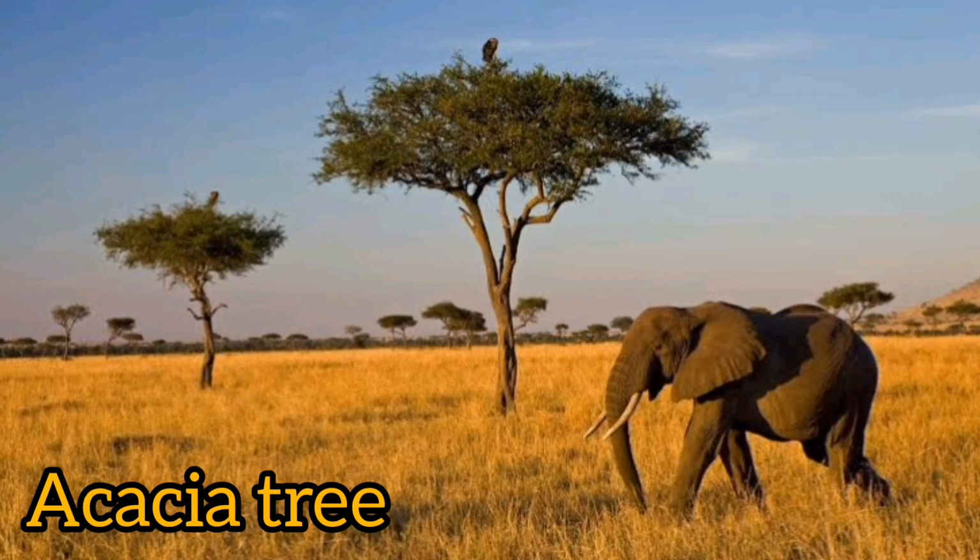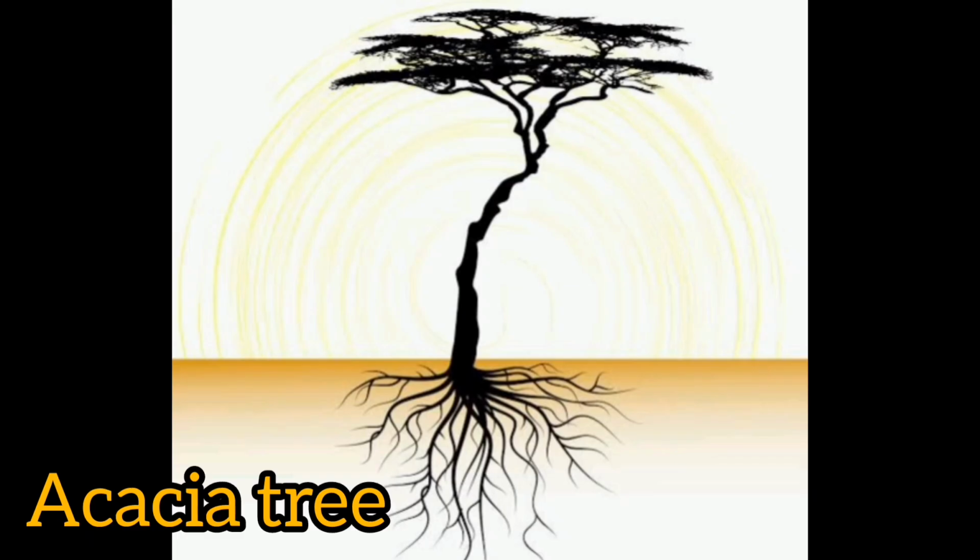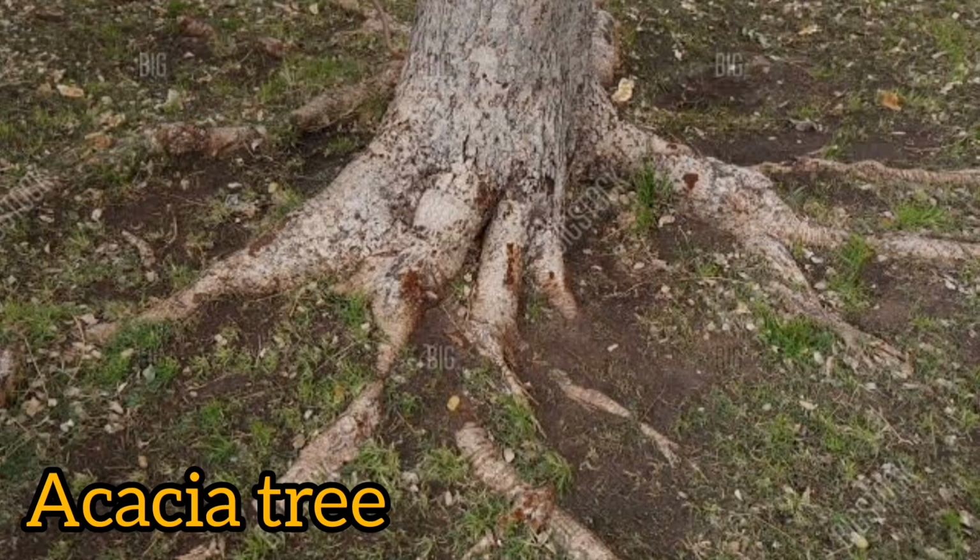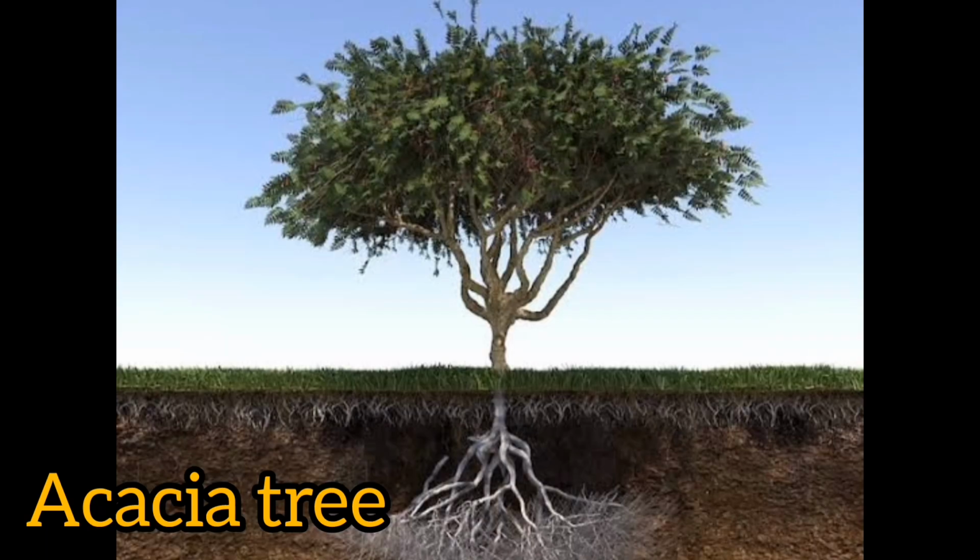First, the root. It has a very long root. It's called a taproot. So the root of the acacia tree is called a taproot. It grows directly downward to search for water. So, give a reason for the acacia tree having a long root or taproot: to search for water.